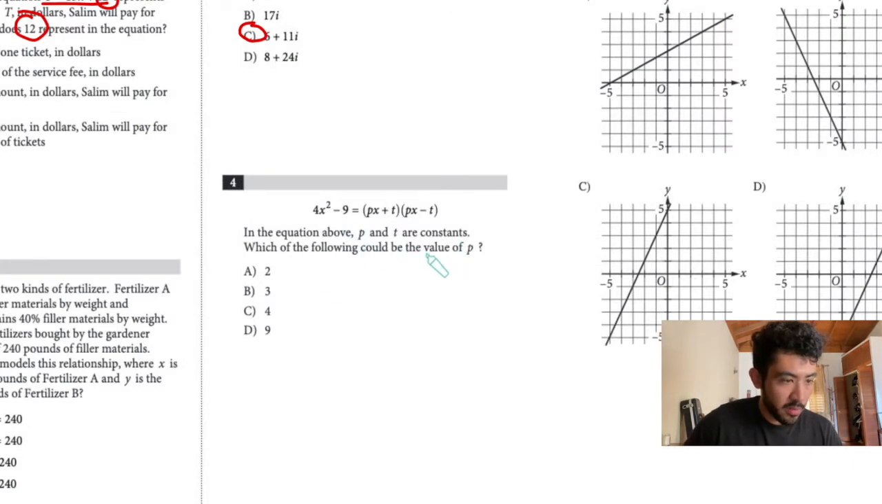In the equation above, P and T are constants. Which of the following could be the value of P? This is a difference of squares, which should factor like this with a plus or minus sign. So if we want P, then the answer is 2.